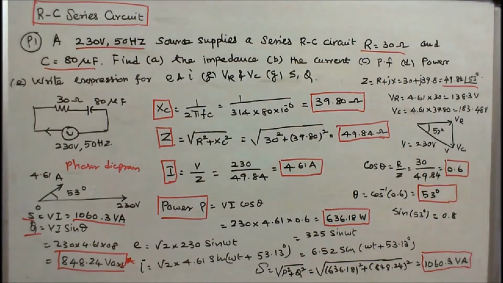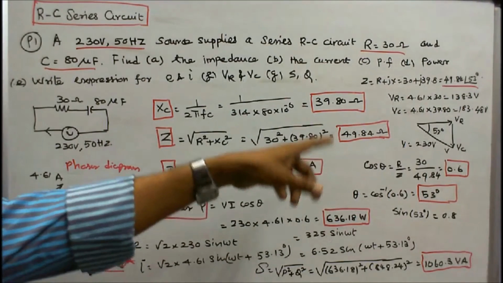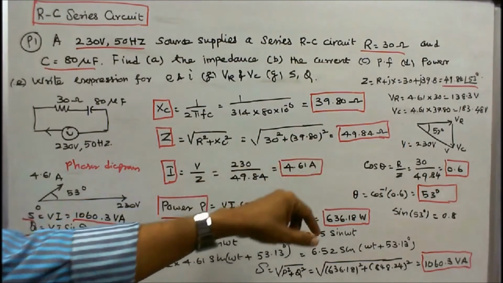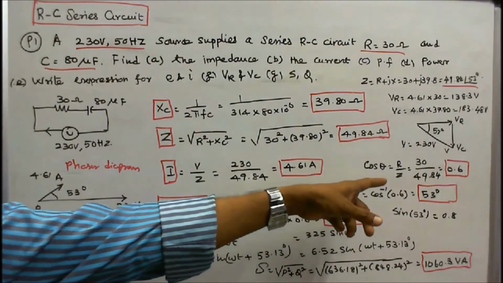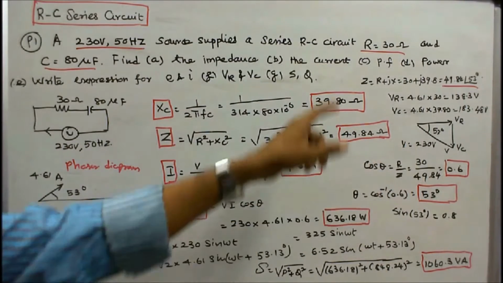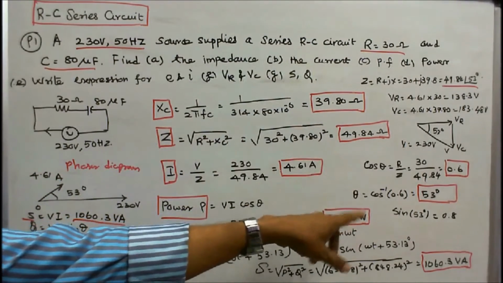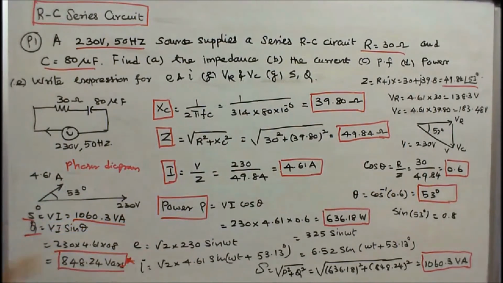The next is power factor. Power factor cos theta is equal to R by Z. R is given as 30. I know Z is equal to 49.84. 30 by 49.84 is equal to 0.6. Power factor is 0.6. Theta is equal to cos inverse of 0.6, that is equal to 53 degrees. The current is leading by 53 degrees.